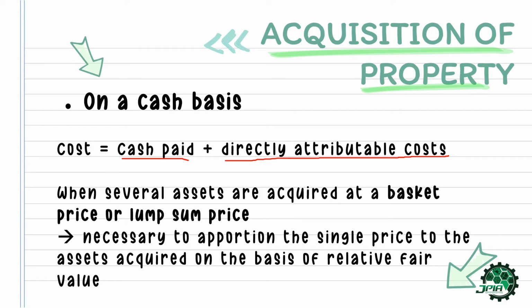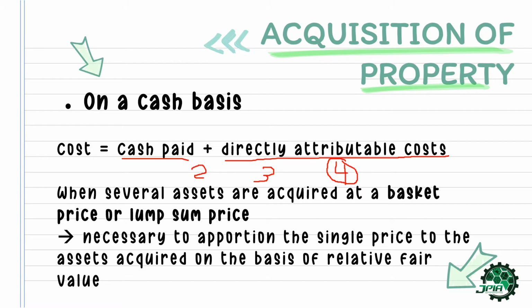As simple as that. Now, what if, let's say, there are 2 million and 3 million? Okay? They are separate assets, but you acquired them for 4 million for both. Okay? This 4 million is called the lump sum price.